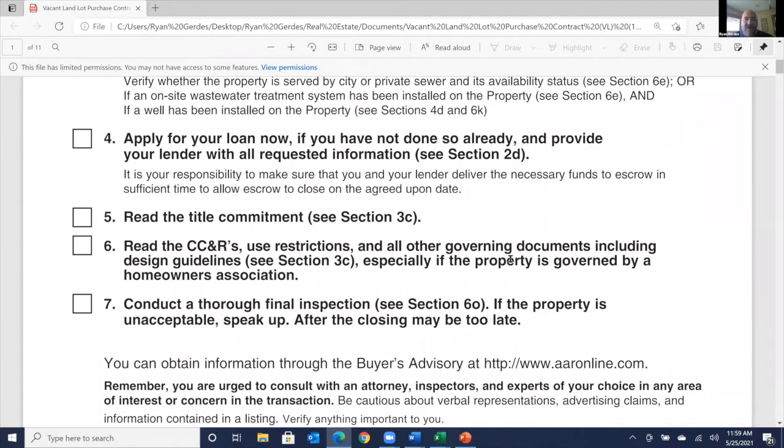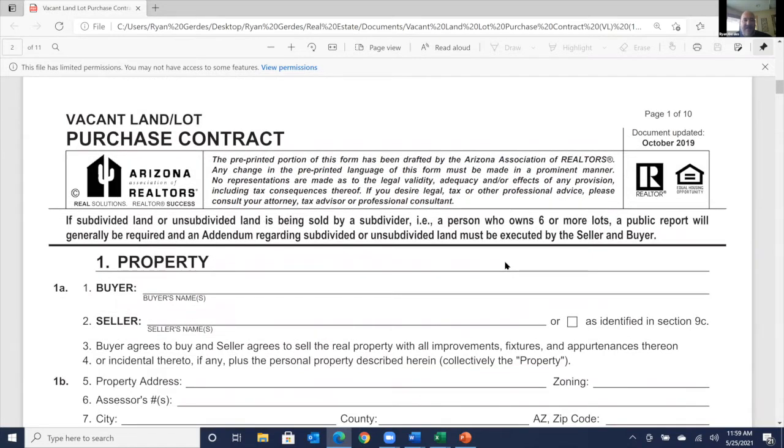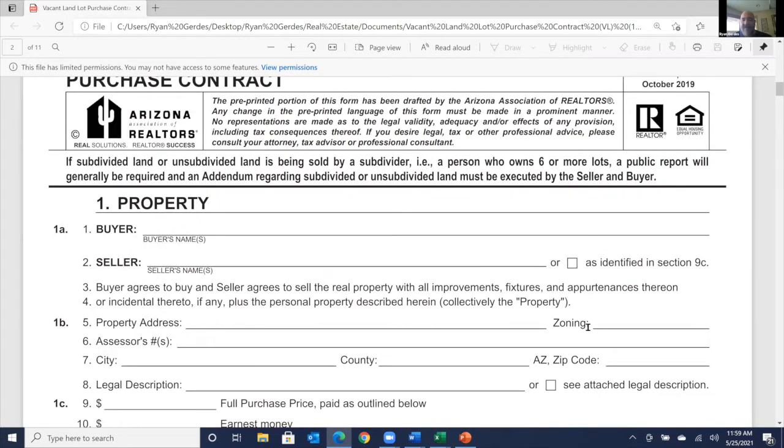Page 1. Line 1, section 1A, you're going to have the buyer's information and the seller's information. Section 1B is where you'll have the property address and the zoning. It'll be whatever the current zoning is, not what the future zoning could be. So that's very important. Assessor's numbers, that is going to be the assessor number on the plat map that the county or the state has appointed to the land.